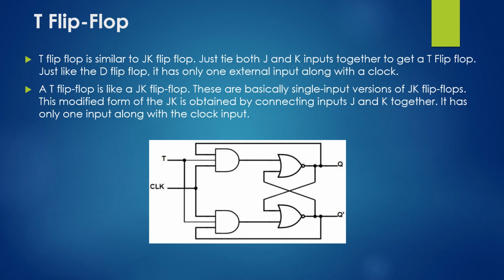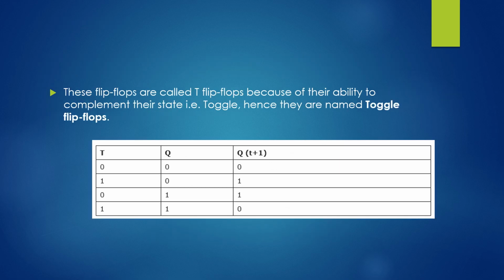So the logic circuit diagram of the T flip-flop is given here. The inputs are T and clock. According to that, we get Q and Q dash. These flip-flops are called T flip-flops because of their ability to complement their state, that is, toggle, hence they are named toggle flip-flops. So for T and Q, Q dash equals T plus 1.